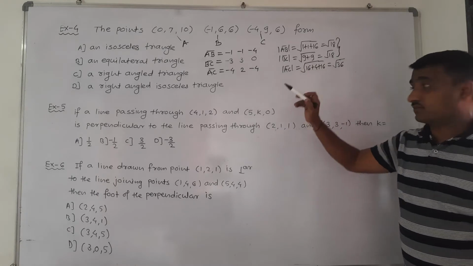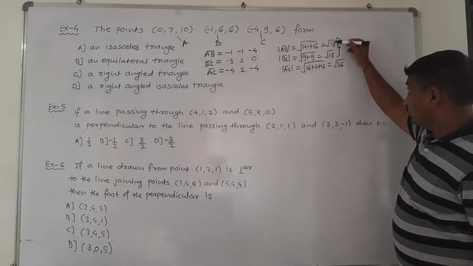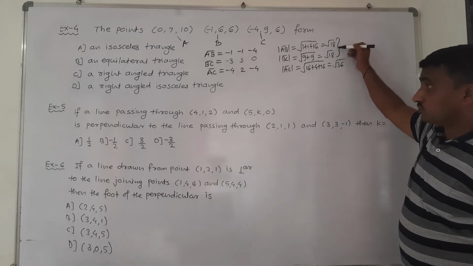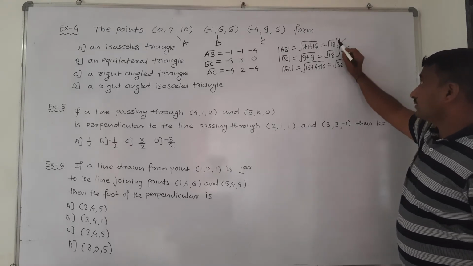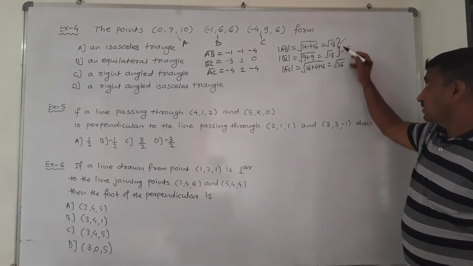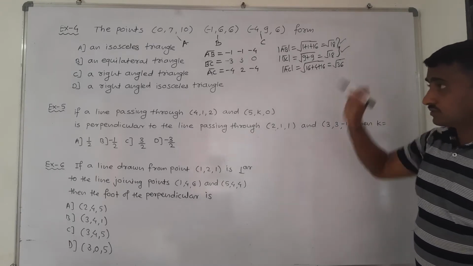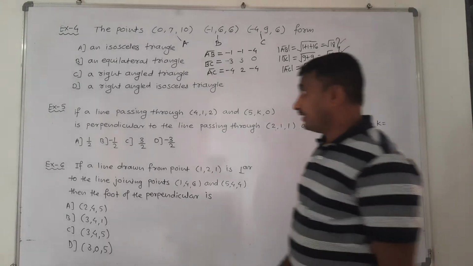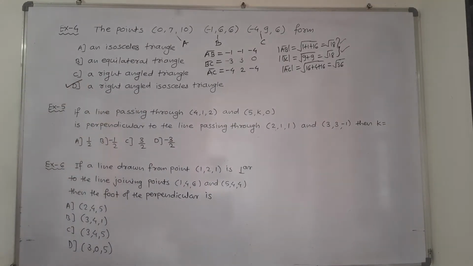Modulus means length is the same, therefore the length of two sides are the same, therefore isosceles. And squaring and adding, 18 plus 18, the square of this, by Pythagoras it is a right angle. Two sides are the same, it is isosceles, therefore a right angle isosceles triangle. D option.